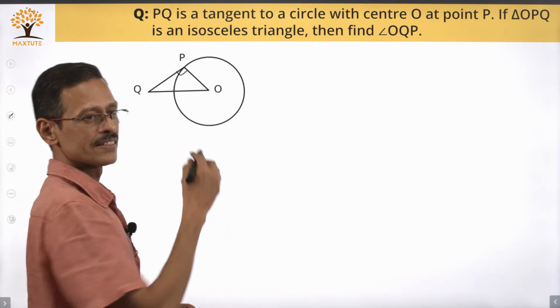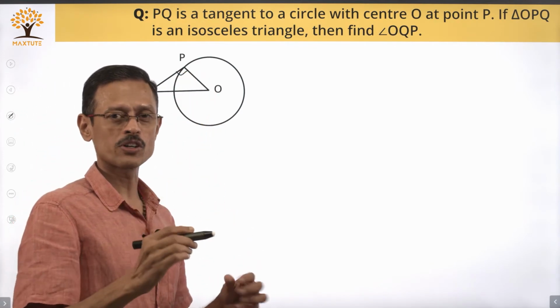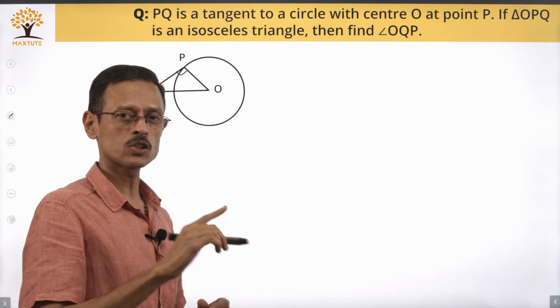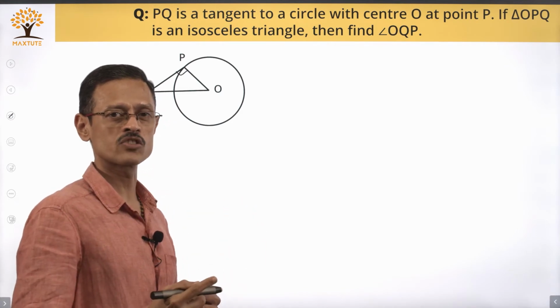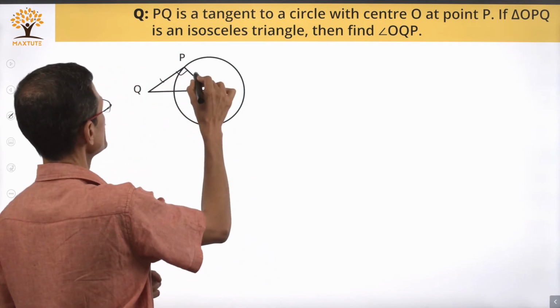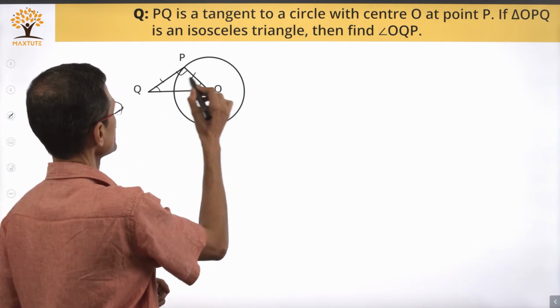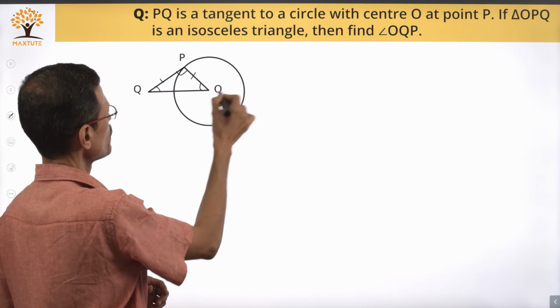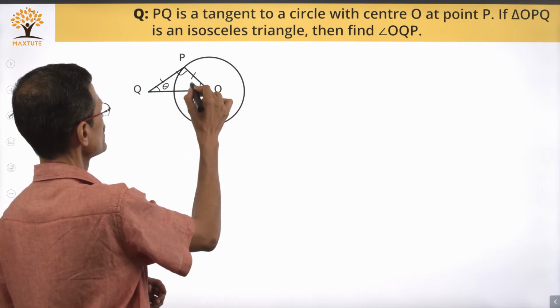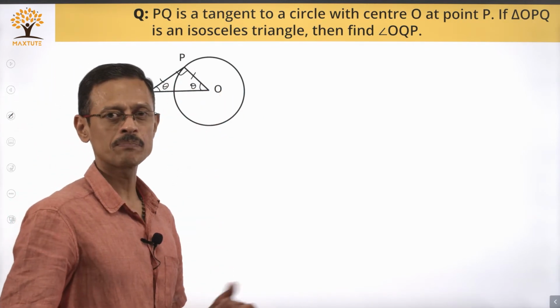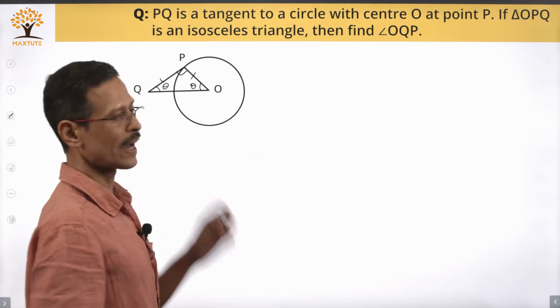It's a right triangle. The side opposite to 90 degrees is the hypotenuse. That cannot be the equal side. The other two will be the legs, and those legs are the ones which are going to be equal. So PQ will be equal to OP, which means that these two angles are going to be equal, right? Angle PQO and angle POQ will be equal. Let's just give them names. We'll call them theta and theta, because it's an isosceles triangle, these two angles are equal.